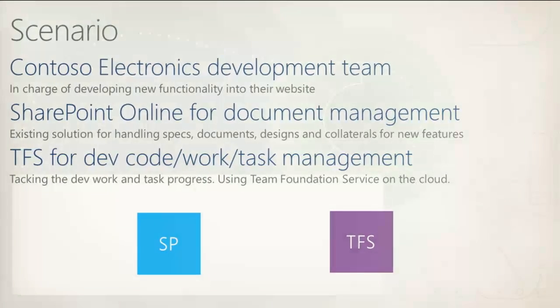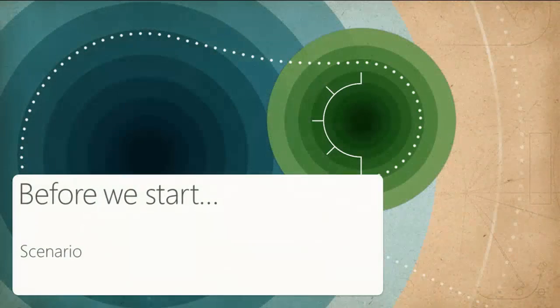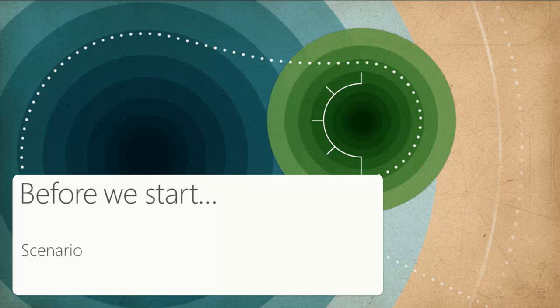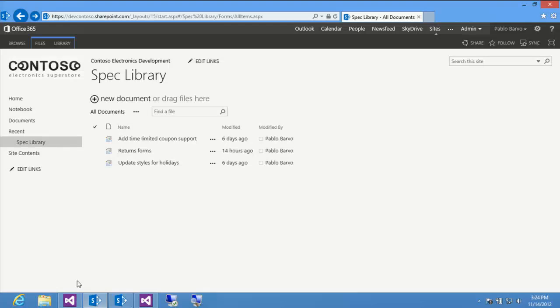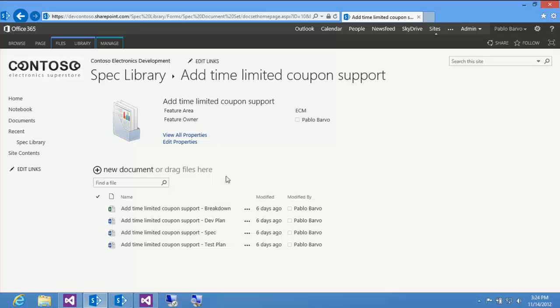So I want to show you really quick what that looked like before we start. So here's my current Contoso Electronics website, and I have my spec library. The spec library has a specific set of doc sets, and this is all out of the box, created with all the out of the box features of 2013. When I drill into one of these, I can see the spec, the dev plan, the breakdown, the test plan, etc. I can see who's the feature owner, which is me, which feature area there is, etc.